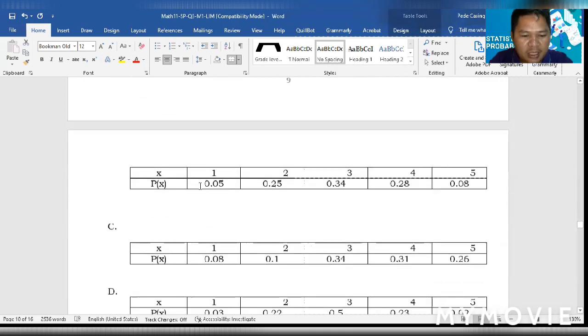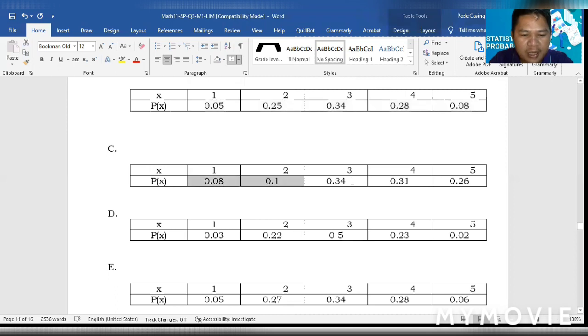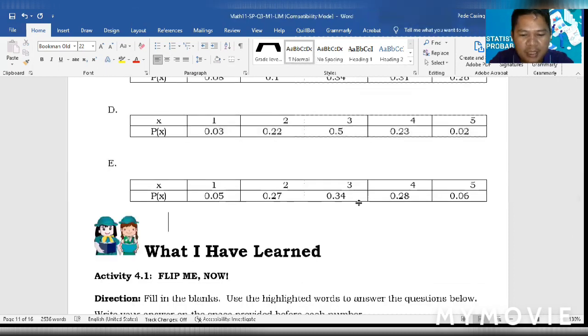So for letter B, again, you just get the sum of the P of X and determine if it is discrete probability distribution. So again, pag lalagpas ng 1.0 or 1, hindi na siya discrete probability distribution. The same with letter C, you add the P of X. Letter D, add the P of X. Letter E, add the P of X.